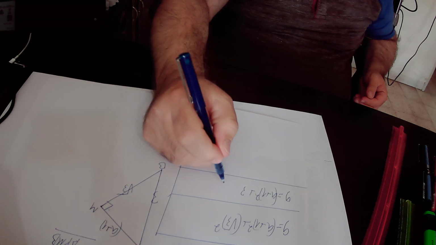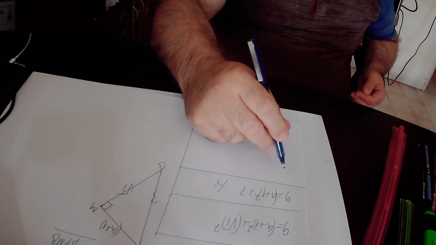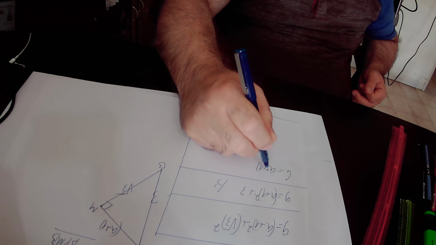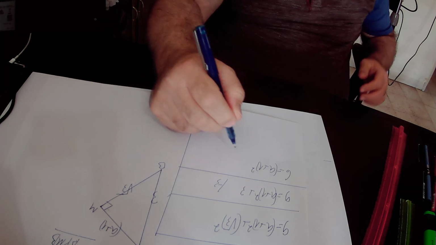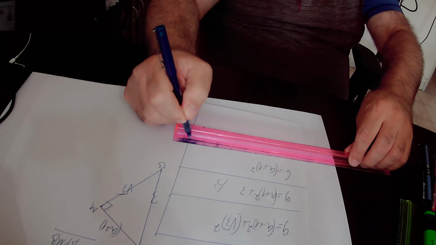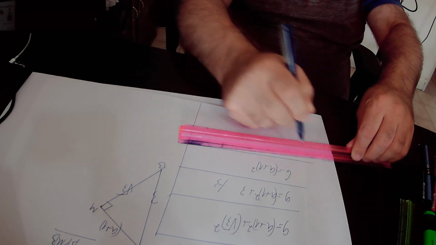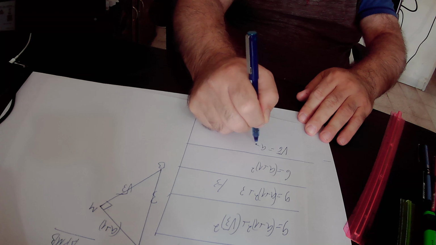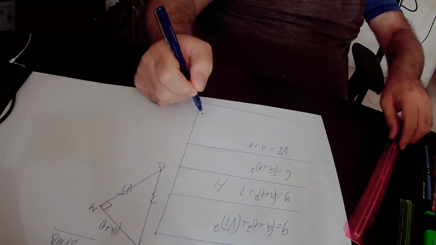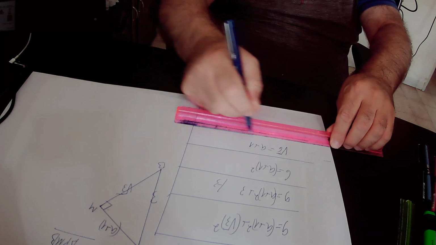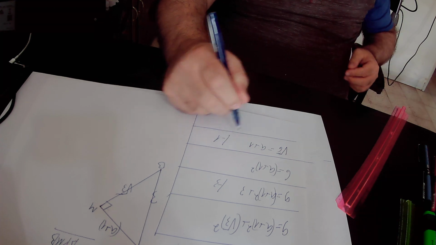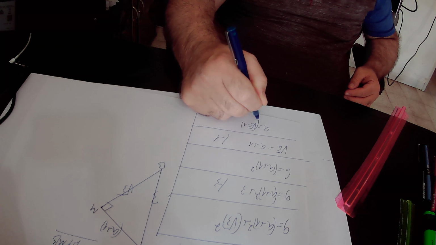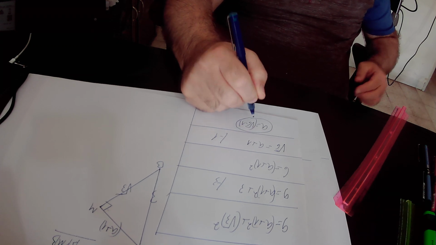Here we subtract 3 from this equation and we get that 9 minus 3 is 6, so 6 equals A plus 1 squared. Here we take the square root of this equation and we get that the square root of 6 equals A plus 1. Here we subtract 1 from this equation and we get that A equals the square root of 6 minus 1 units. So we found the value of A.